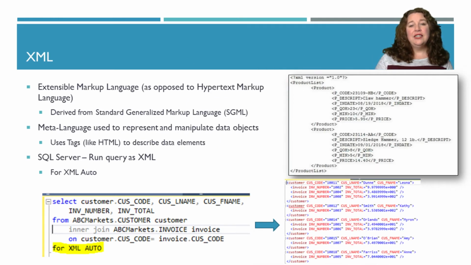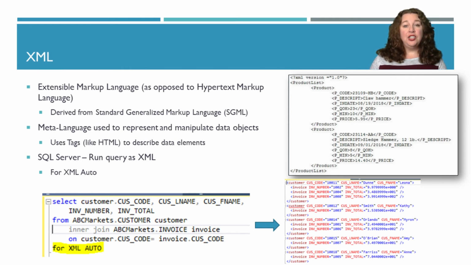The next section is on XML, and most of you have probably seen XML at some point in your career up to this point. But XML is short for Extensible Markup Language, which is similar to Hypertext Markup Language. They're actually both derived from the same Standard Generalized Markup Language, which is just a way of using tags to differentiate how you want something to be displayed.